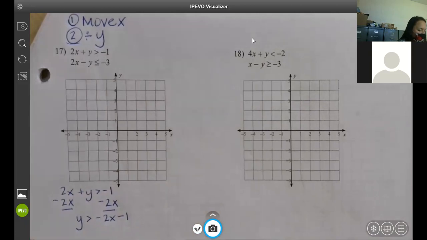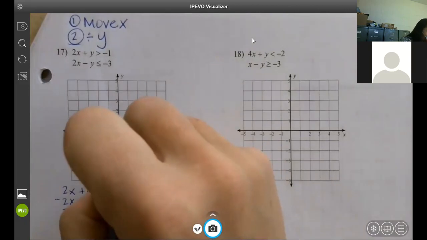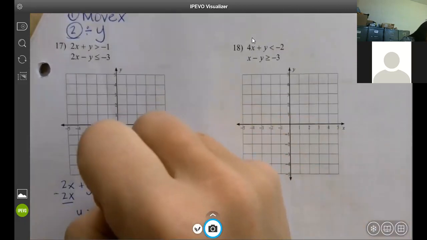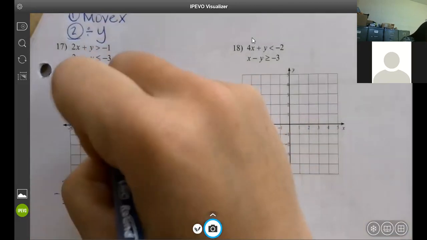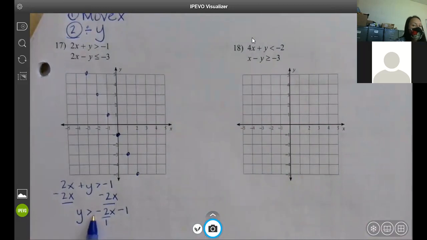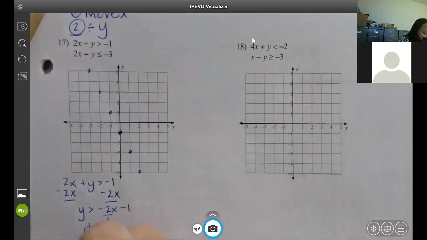Where does that one start? Negative 1. How do I move? Is it solid or dashed? Dashed.